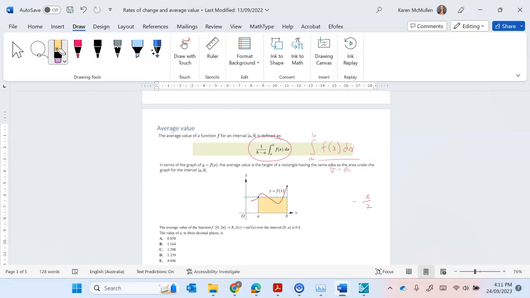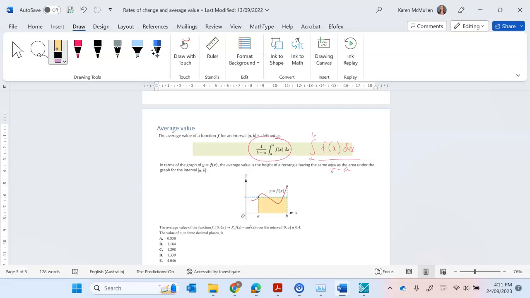Now, how the textbook explains the average value, I feel like it complicates things, but it is the height of a rectangle having the same area as the area under the graph of the interval. Now, you don't need to remember that. All right, you just need to remember the formula, and if the average value is on exam 2, then your average value function formula should be in your bound book.